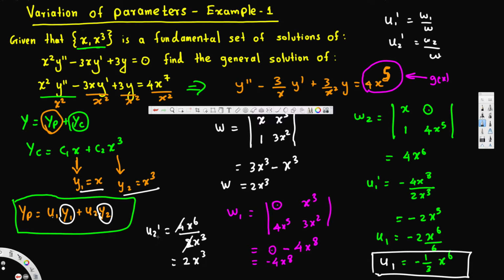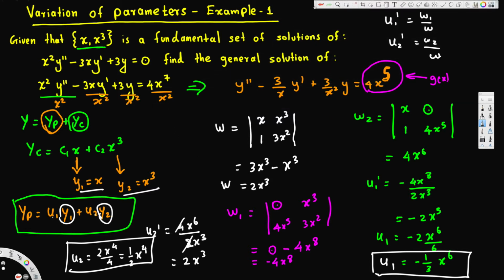Now we have to find what u2 is. We have to integrate this one. If you integrate this, you will get u2 to be 2x^4 divided by 4, that's going to make this one half x^4. This is our u2. Okay, we found u1 and u2. Now finally we can write our particular solution. The particular solution is going to be just u1 times y1 plus u2 times y2.